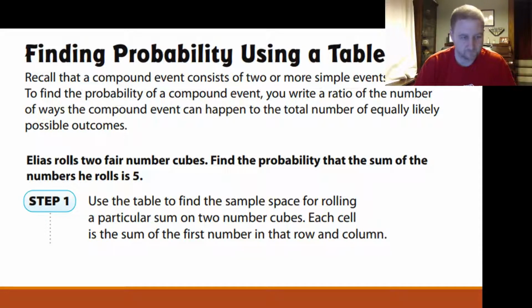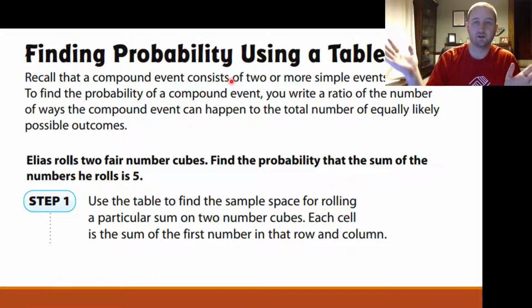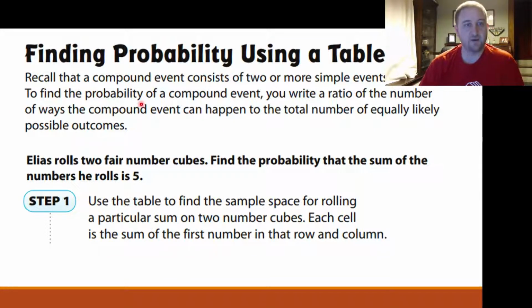Okay, so here it says finding probability using a table. It says recall that a compound event consists of 2 or more simple events. So you could have 2 events happening, 3 events, 4 events. It's basically 2 or more. To find the probability of a compound event, you write a ratio of the number of ways the compound event can happen to the total number of equally likely possible outcomes.